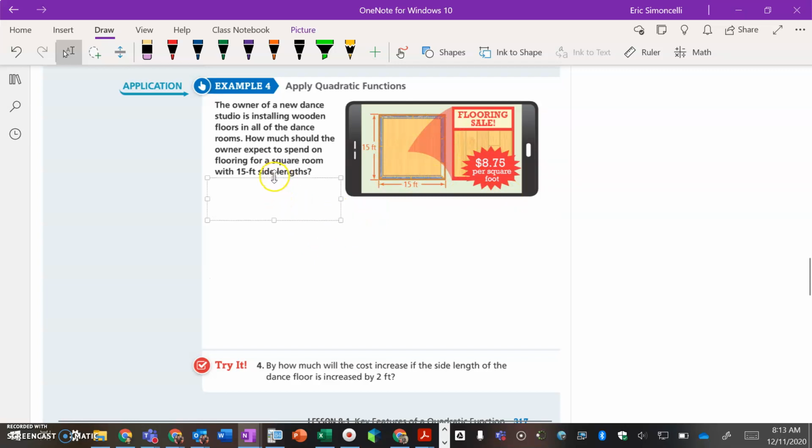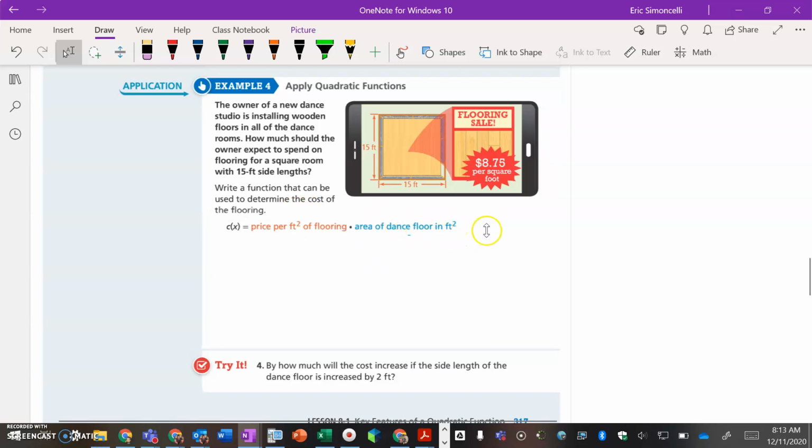So if you take a look, I'm going to start the process by writing a function that can be used to determine the cost of the flooring. Most word problems demand this, I would argue. You have to set yourself up for what's to come. So let's take a look.